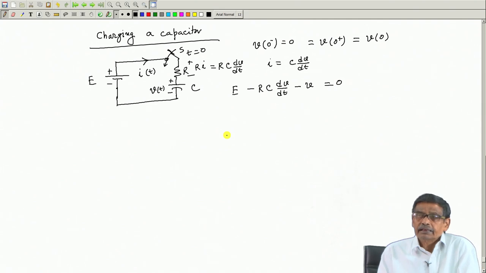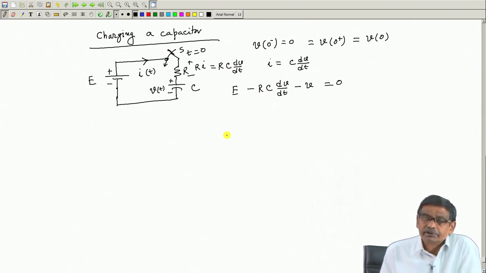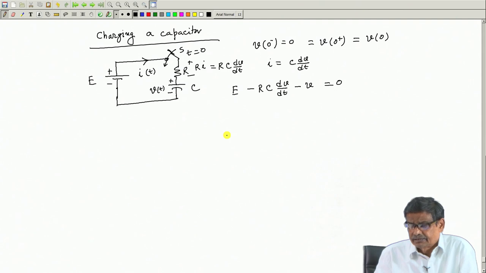See, KVL and KCL equations are so nice, they will always be valid no matter whether you are dealing with constant voltage, constant current, a resistive circuit, an RLC circuit, or time varying current and voltage situations, at every instant they will be satisfied.